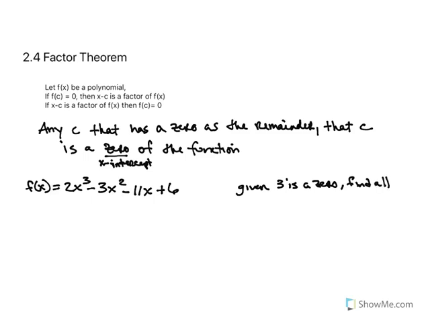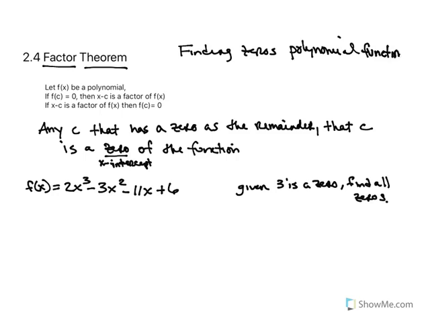find all zeros. So what's happening here is the factor theorem is providing us with a method to be able to identify the zeros of a polynomial function. So what we're doing is finding the zeros of a polynomial function. Now, this is what we've done already in 2.3. We were factoring given functions and identifying their zeros.